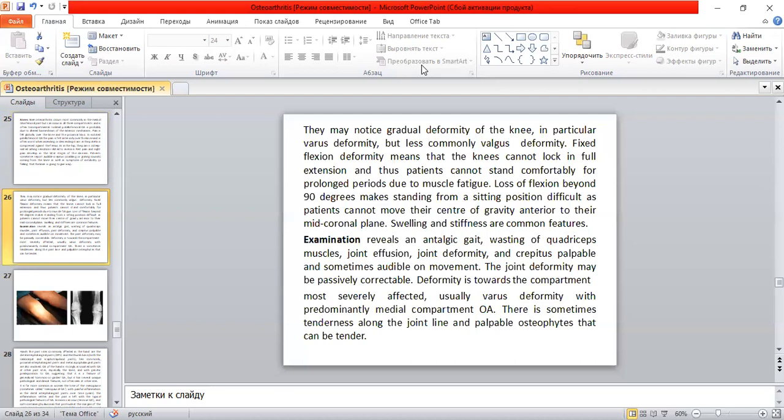Examination reveals an antalgic gait, wasting of the quadriceps muscle, joint effusions, joint deformity, palpable crepitus, and sometimes a reduced range of movement. The joint deformity may be passively correctable. The deformity is towards the compartment most severely affected, usually varus deformity with predominant medial compartment osteoarthritis. There is sometimes tenderness along the joint line and palpable osteophytes that can be tender.